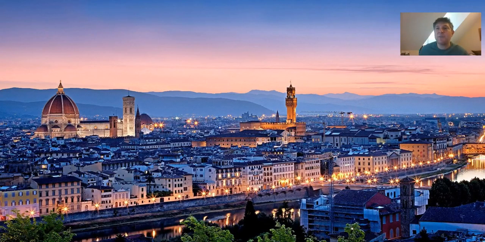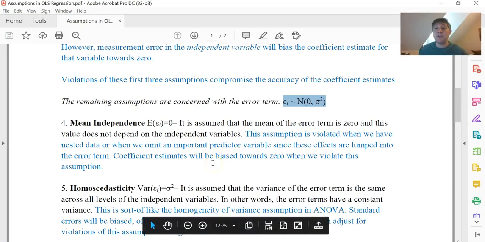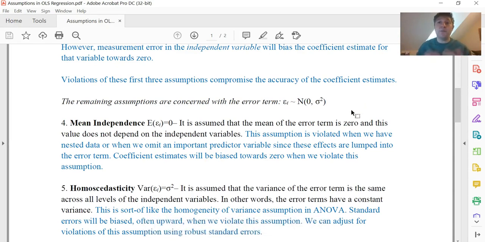So we'll talk about these more when we go through the diagnostics module. I just wanted to give you a walkthrough of what the OLS regression assumptions are, and what they mean when we talk about the error terms being normally distributed with a mean of 0 and a constant variance. You can get an idea of what we're talking about there.